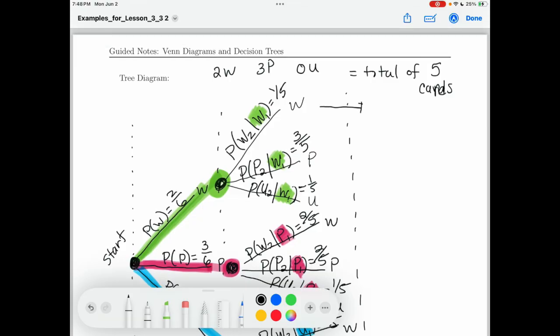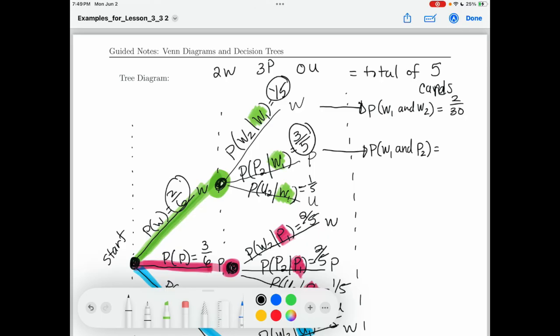Now, to find all the possible outcomes, we're going to list them. This is the probability that I pick a witch card first and a witch card second. And that probability is what I get when I multiply down those branches. I have 2/6 times 1/5 when I multiply down that path. That's going to give me 2/30. Now, if I look at this outcome, this is the probability that I pick a witch card first and a pirate second. So when I follow these branches down to that outcome, I take 2/6 times 3/5. So that's going to give me 6 out of 30.